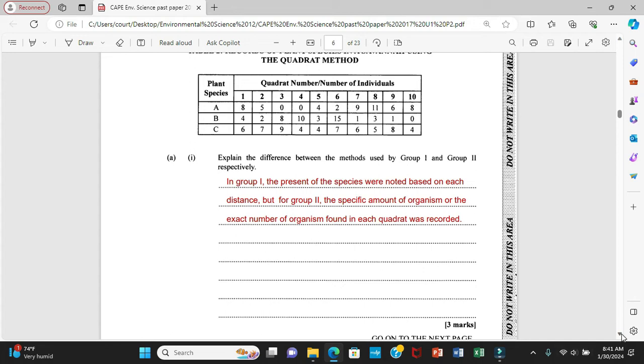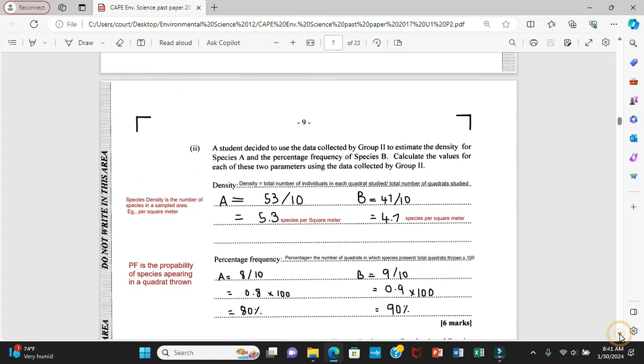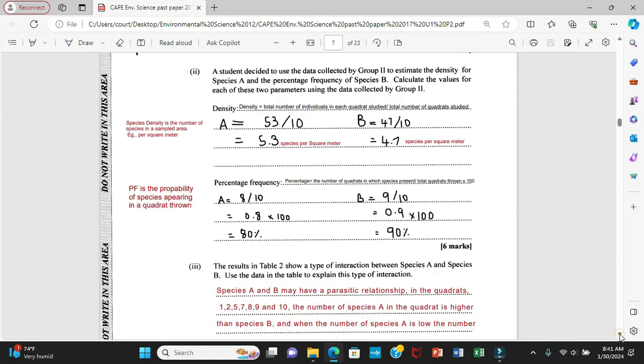Alright, now they're asking you for A and B. So let's go back. They're basically asking you to know a few formulas and how to calculate using the formula. Of course you need to know the formula, but for density, they ask to calculate the density of species A and B. You need to know what density is and you need to know the formula.